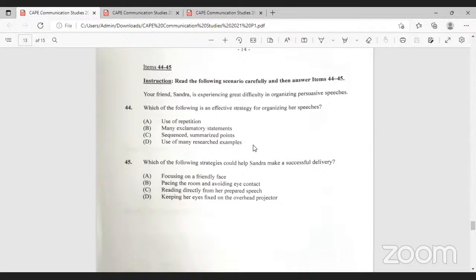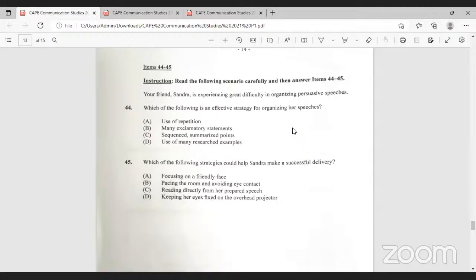Persuasive. When this question came back in a different form, we had said A, use of repetition, because she's delivering it orally. If it was written, then the others would have worked. So 44 is A. 45, which of the following strategies could help Sandra make a successful delivery? Focusing on a friendly face, pacing the room and avoiding eye contact, reading directly from her prepared speech, or keeping her eyes fixed on the overhead projector.